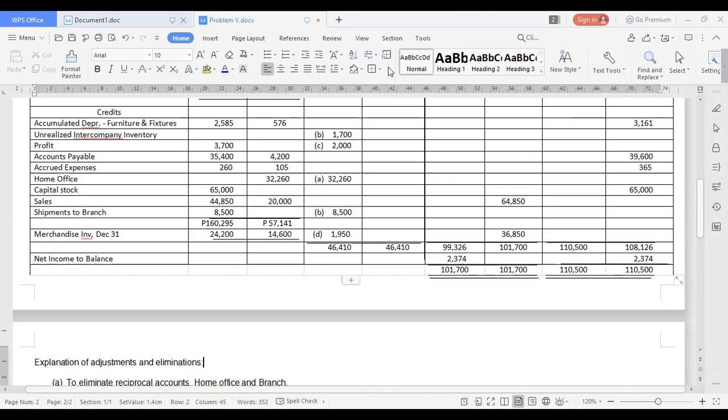Okay, so we now end up with... nag-end ng song. Wala. Dapat ma-end siya.